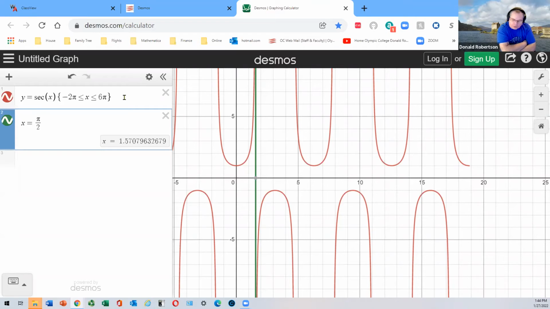Okay, what's the cosine equal to at pi upon 2? Zero. And isn't the secant 1 over that guy? Do you see why 1 over 0 causes problems? And there's another problem here, right? And another problem here, another problem here.